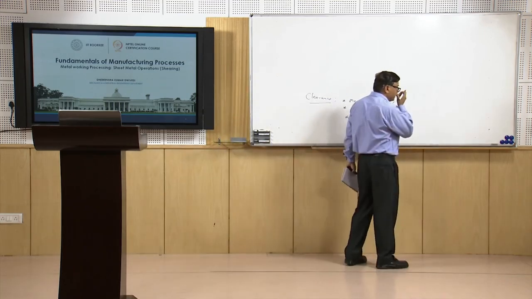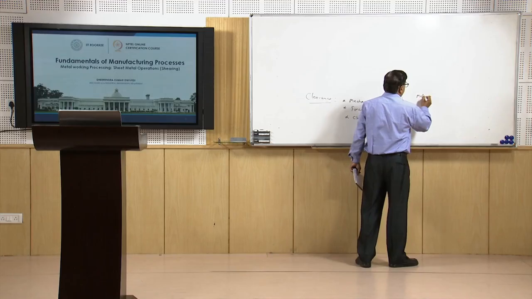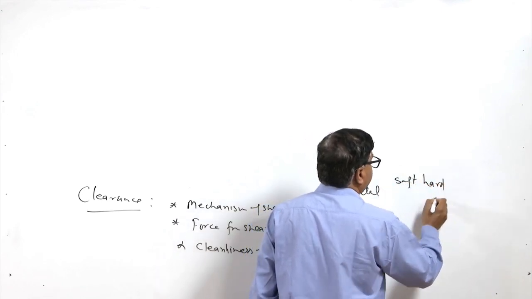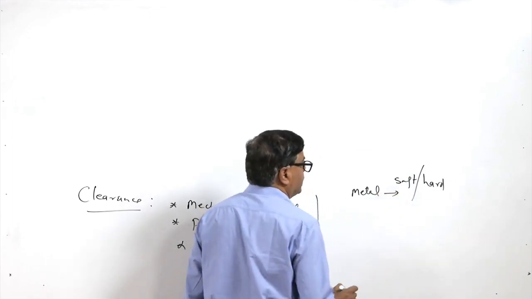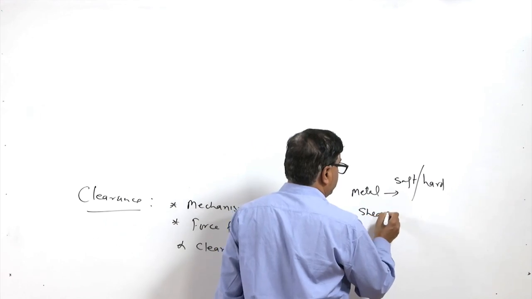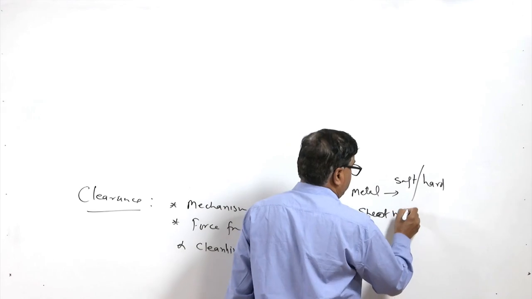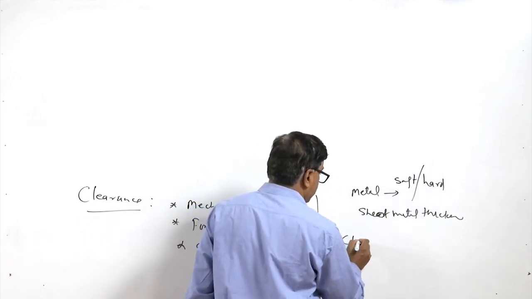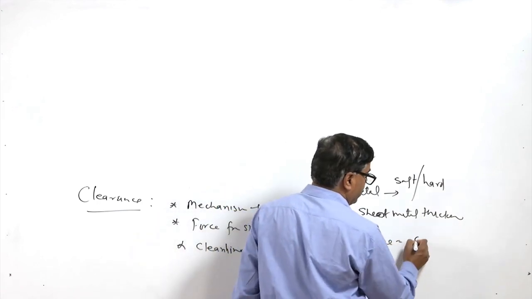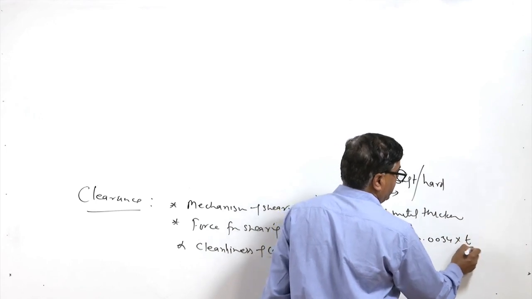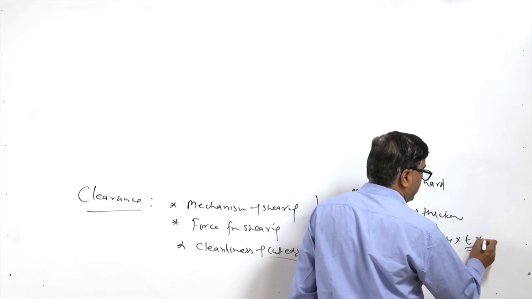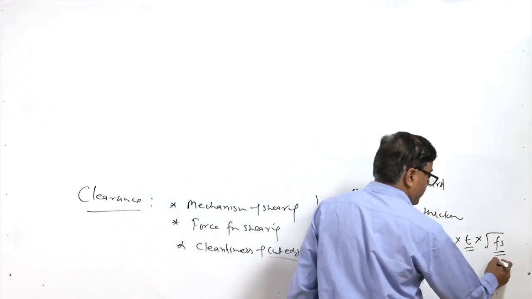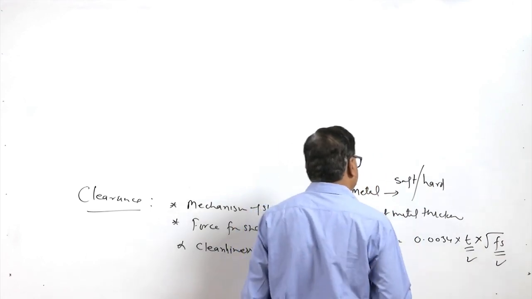So, the clearance depends upon the sheet metal, the metal which is to be processed, whether it is soft or hard, and the clearance is suitably selected. It also depends upon the sheet metal thickness. Both of these factors are clubbed. So, clearance is given empirically using an equation like 0.0034 multiplied by T, where T is the sheet metal thickness in mm, and the square root of Fs, the shear strength of the material. So, here the material shear strength and thickness of the sheet are both considered for calculation of the clearance which is needed.